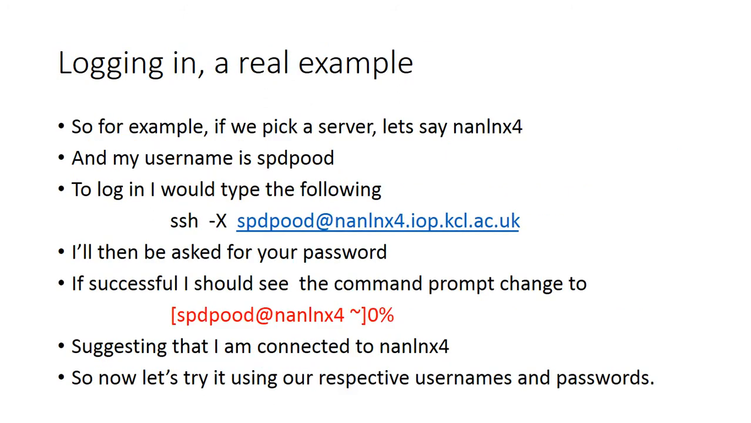So in real life, my username is SPDPOOD. So if I want to connect to the server 4, the command for me is SSH space minus capital X space my username at the server name nanlnx4.iop.kcl.ac.uk. It'll then ask me for the password. If successful, I should see something like this: my username at the server name, and the rest of the command prompt. So let's try this now with your username and server name.